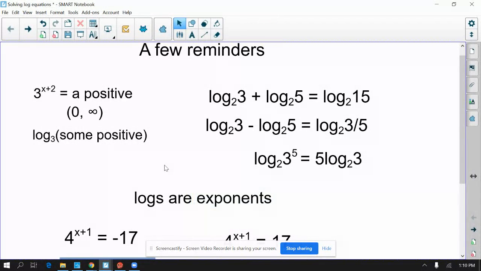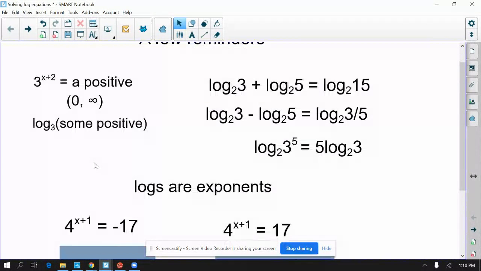Logs are exponents. So when you see this batch up here, you should be thinking an exponent plus an exponent equals this new exponent. And log base 3 of some positive is going to equal something. It's going to equal an exponent. And that exponent would go on 3 that would result in some positive.